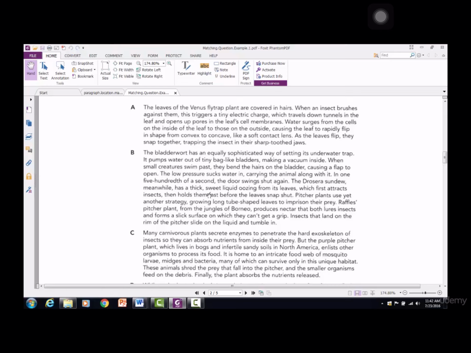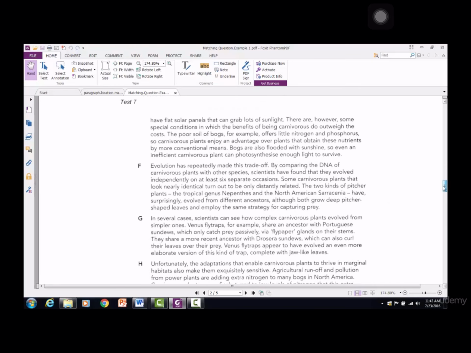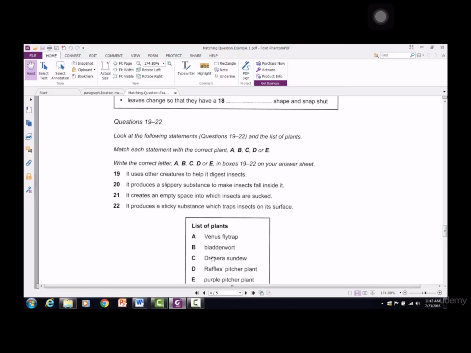All right, and holds them fast. That means they get stuck. That's our synonym right there. When it says it holds them fast, that means they get stuck there. They can't move. All right. So the correct answer for our sentence is talking about produces a sticky substance is the Drosera. So number 22 would be C.